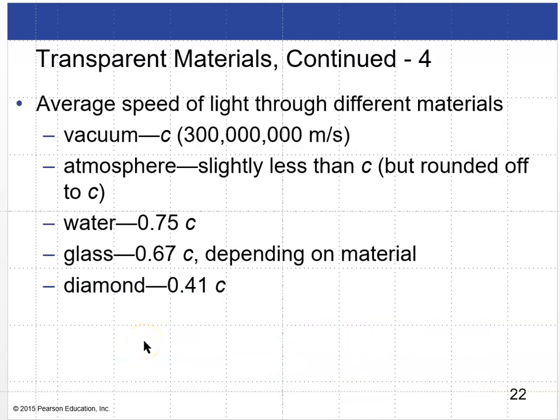The average speed of light through different materials: in vacuum, it is the speed of light in vacuum, which is 3 times 10 to the 8 meters per second. In atmosphere, it will be slightly less than c, less than 0.1% slower than it is in vacuum. But in this class, we usually ignore that tiny difference and we just round it off to c. In water, it's about 3/4 of what it is in vacuum. In glass, it's only 2/3 of what it is in vacuum. That somewhat depends upon the material. In diamond, it's about 40% of what it is in vacuum.